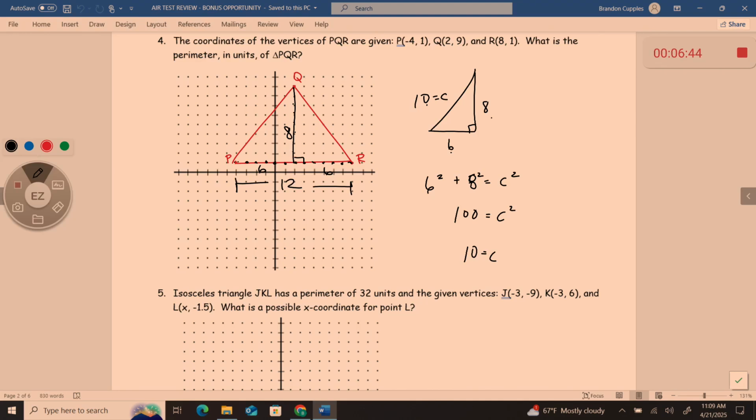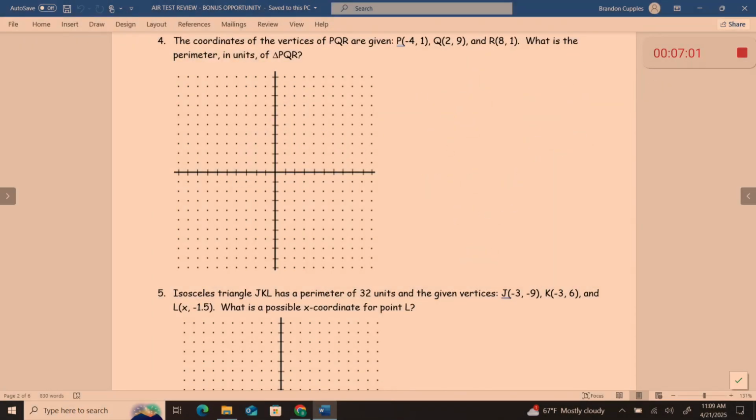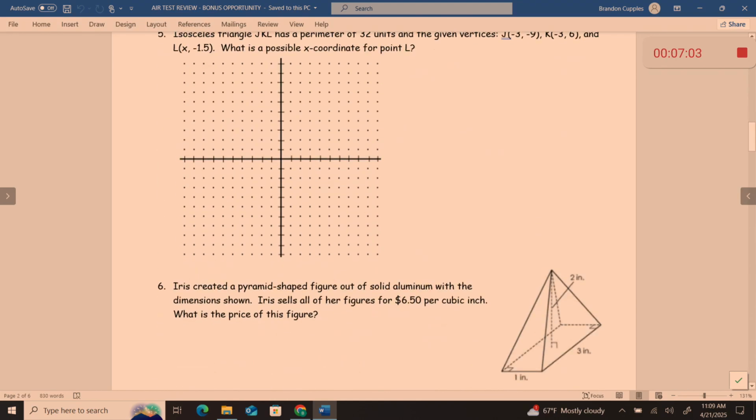So again, going back to this, we want to find the perimeter. One side was 12 and the other two were 10. Okay, so in the end, 32 is our perimeter, 32 units there. Okay, so again, use your Pythagorean theorem or your distance formula to get the third side length of that triangle.